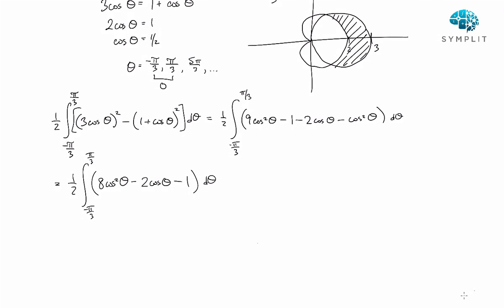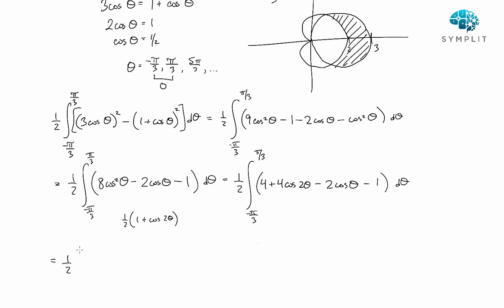Now we're going to use the half-angle identity on this cosine squared. Remember that cosine squared is 1/2 times 1 plus cosine of 2 theta. So multiplying that by 8 gives us a 4 actually, and then times that. So it's 4 plus 4 cosine of 2 theta. And then we have minus 2 cosine of theta and minus 1, from negative pi over 3 to pi over 3. All right, let's go ahead and integrate.